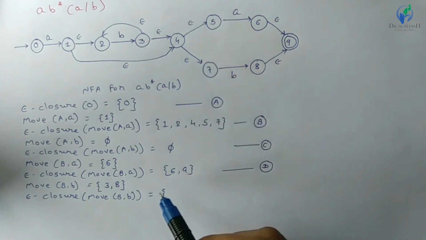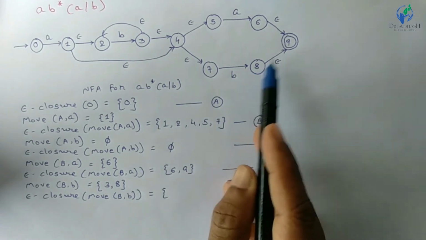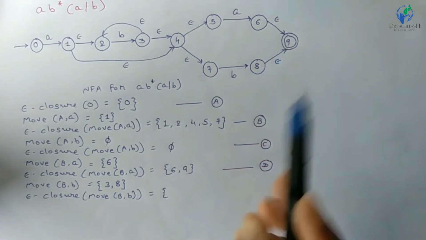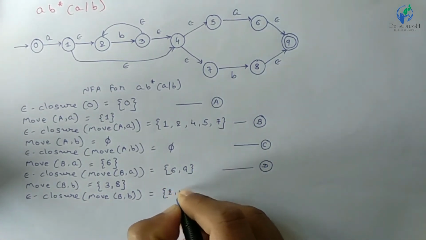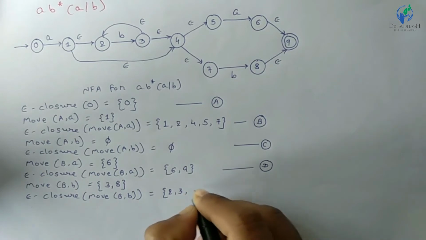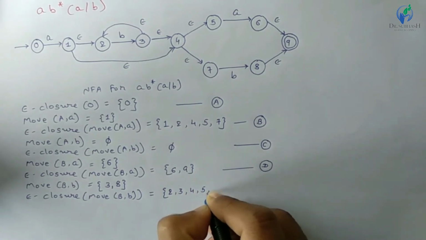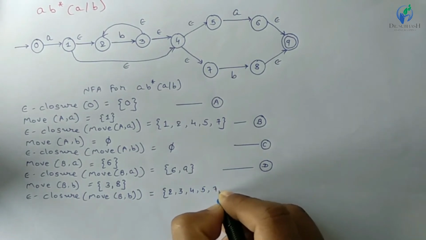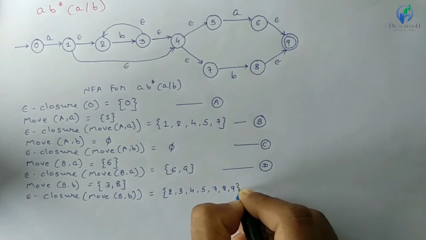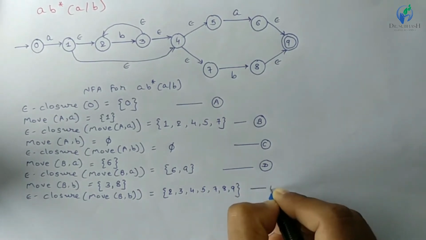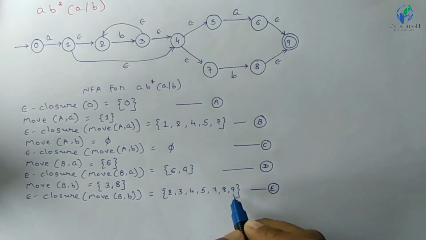From state 3 there are 2 epsilon moves, one to 4 and one to 2. So 2, 3, 4 are included. From state 4 there are another 2 epsilon moves, 5 and 7, which are included. So 2, 3, 4, 5, 7. 8 itself is included. Then from 8, any epsilon moves? Yes, it's 9. So 2, 3, 4, 5, 7, 8, 9. Here 9 is your final state in the NFA.